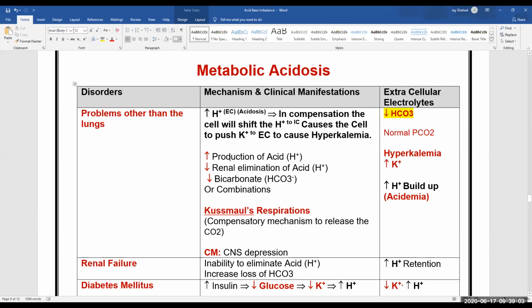All right, so decreased elimination of HCO3, decreased bicarbonate level in your blood, or a combination. It could be any of these things here.